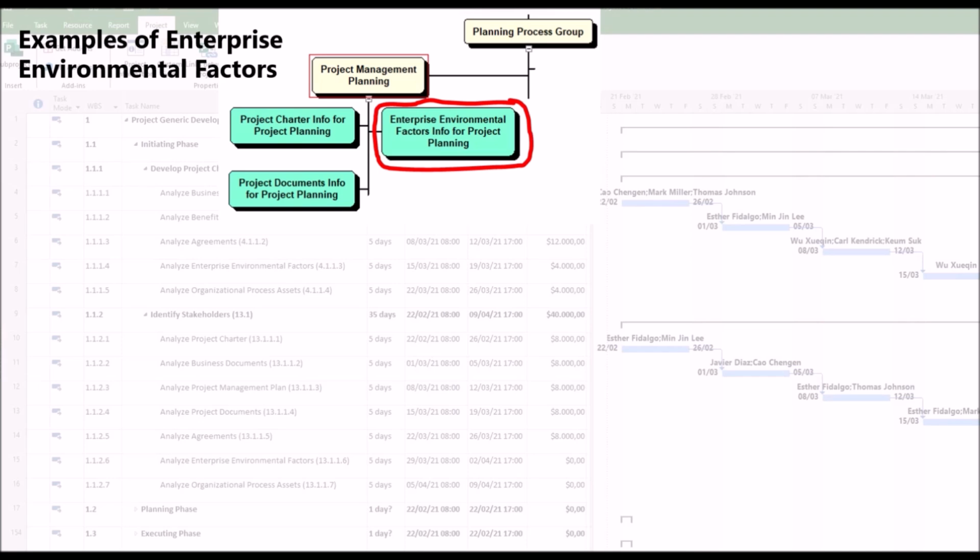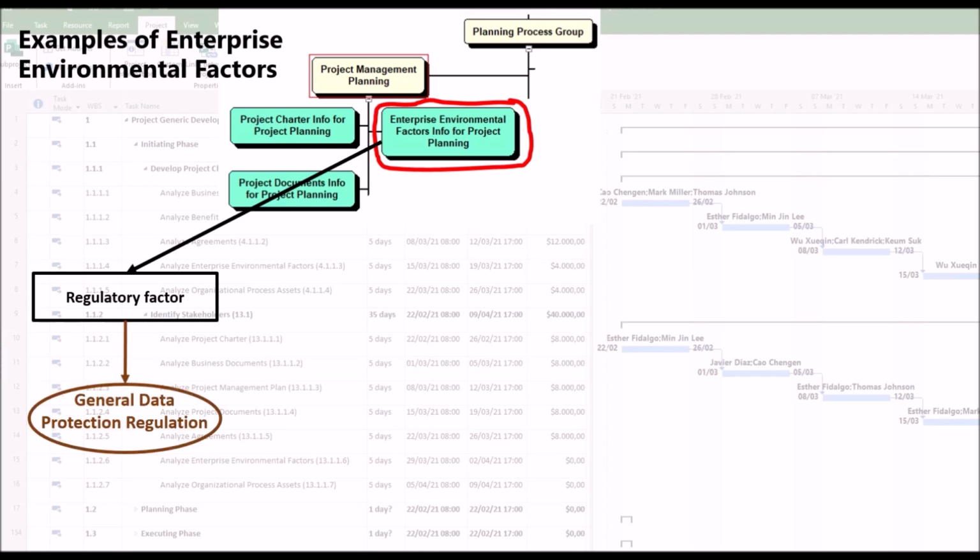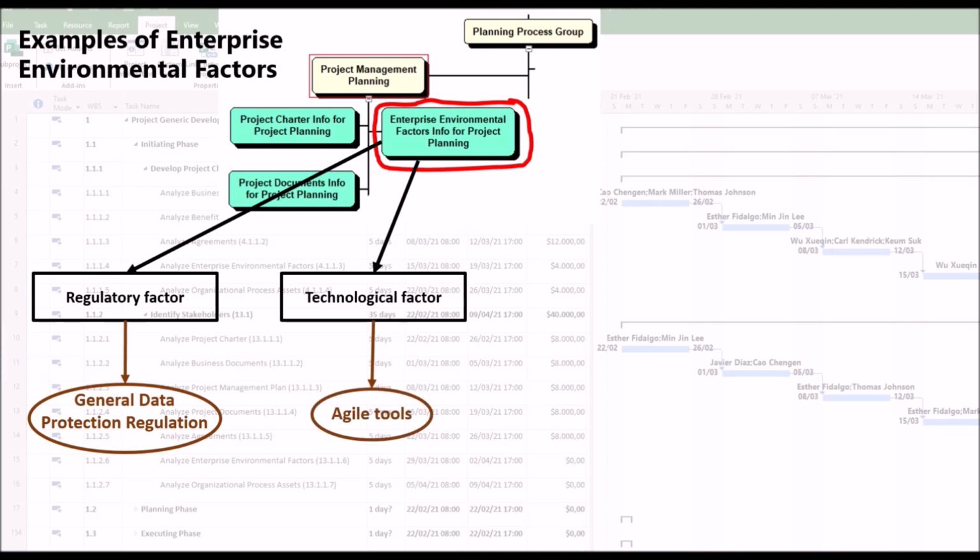Examples of enterprise environmental factors affecting the project management plan. 1. General Data Protection Regulation compliance as a regulatory factor. It requires data security measures in the plan. 2. Company uses agile tools as a technological factor. The plan must adopt agile methodologies.